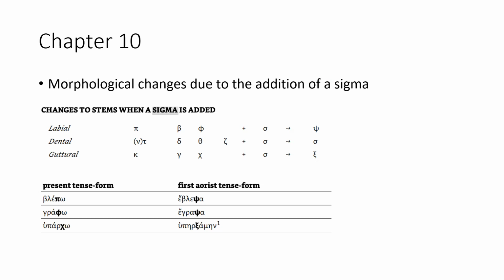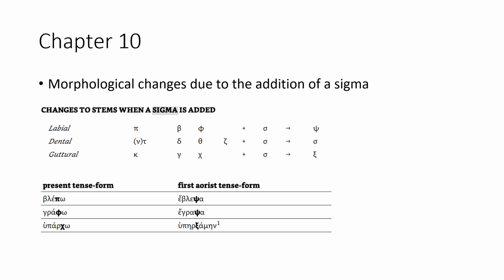Dental, you've got nu or tau. You've got delta, theta, and zeta. And whenever you get a sigma added to that, it becomes a sigma. The letters combine to become just a sigma. And you've got guttural. So you've got kappa, gamma, and the chi. And when those are combined with the sigma, you end up with a zeta sound.